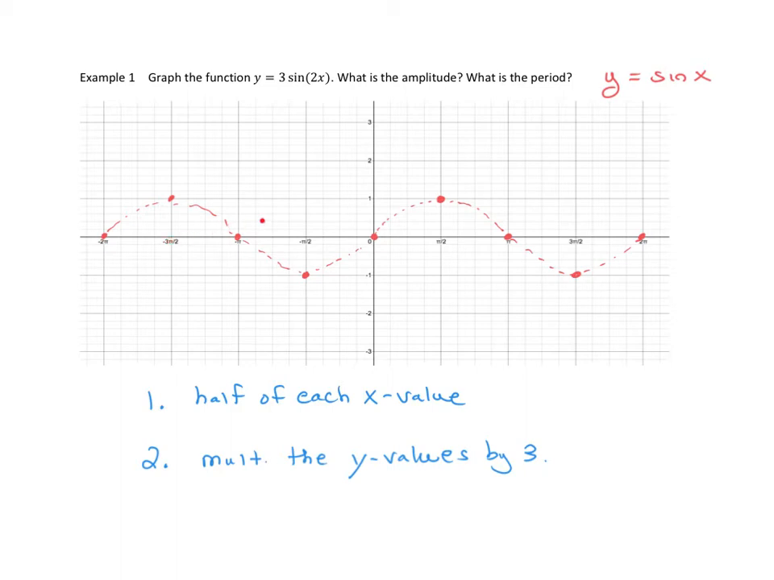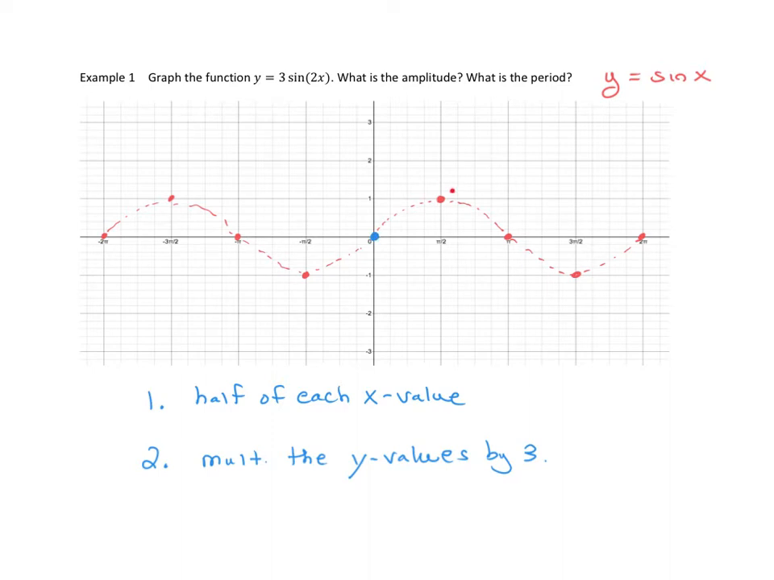Let's start with this point here, the point 0, 0. Well, the x value is 0, and so if I take half of that x value, it does not go anywhere. Second step is to multiply the y value by 3. The y value is 0. So on this new curve, the point 0, 0, it actually doesn't go anywhere. So I'll just put, well, that point stays right where it is.